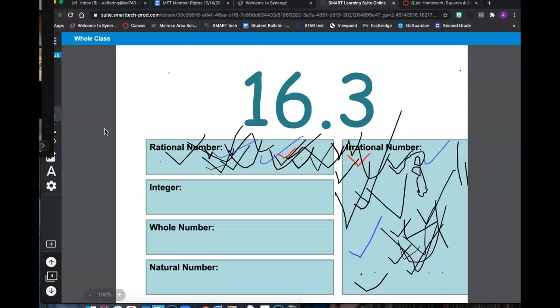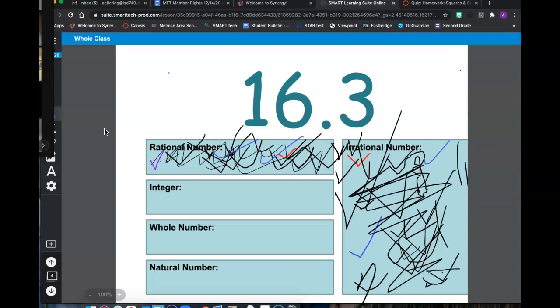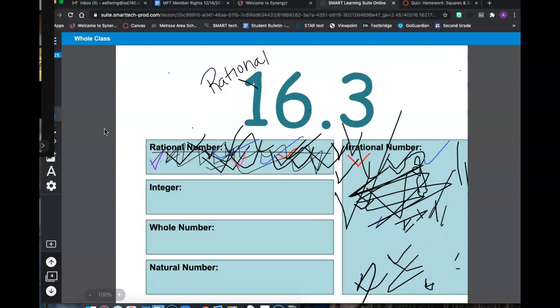Okay, so we have some mistakes here. Don't scribble all over the screen, please. Just put your one check mark and be done. 16.3 is what I would call a rational number. This is only rational. It is rational because it is a terminating decimal. It's a decimal that ends. So if you put a check mark as irrational, irrational means the decimal does not end.